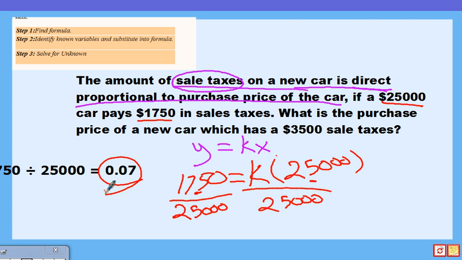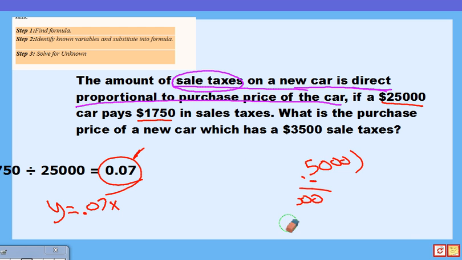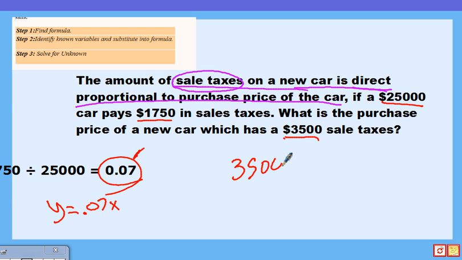Because I have this percent, that's my constant, I can quickly rewrite y is equal to 7% or 0.07 times x. There's my new formula or new equation that will give me the sales tax of any amount of the price of the car. So let's go back to the problem, and the tax that I got was 3,500, so that means I get 3,500 is equal to 0.07x.